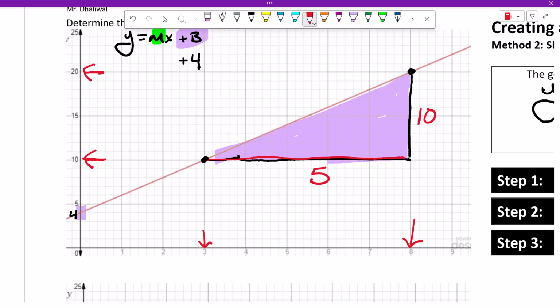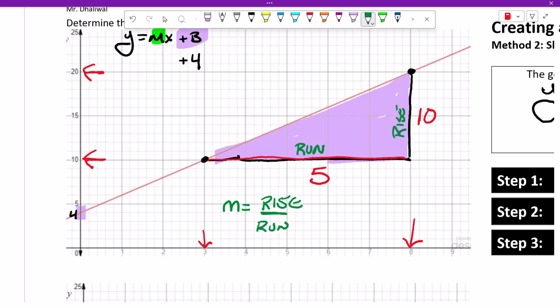And you need to know the names. This line that goes left and right is called the run. The line that goes up and down is called our rise. Our slope, our m value, is given by a very easy to use formula. Our slope is equal to a fraction. You have a top number and a bottom number. On the top, we put our rise. On the bottom, we put our run.